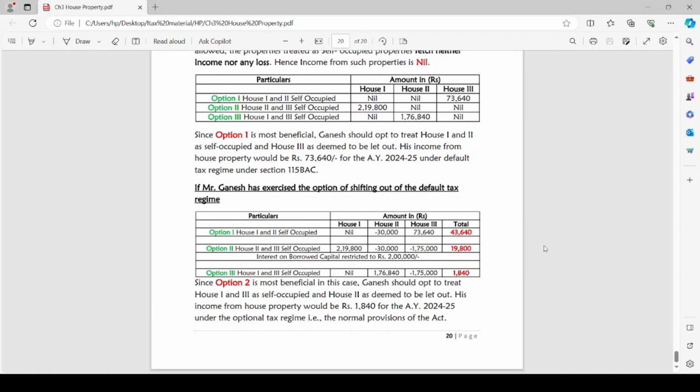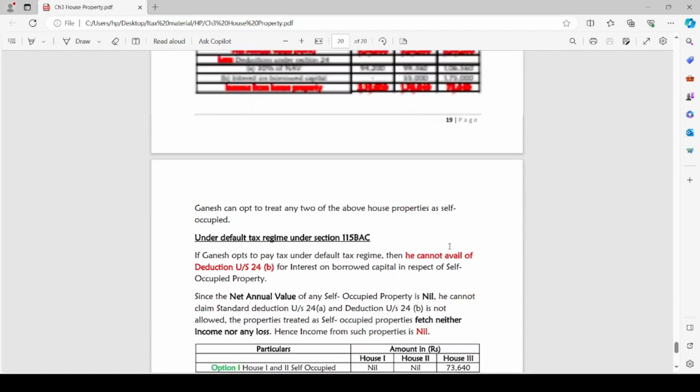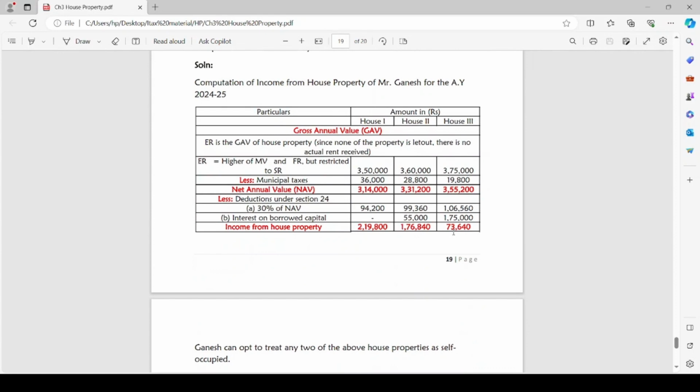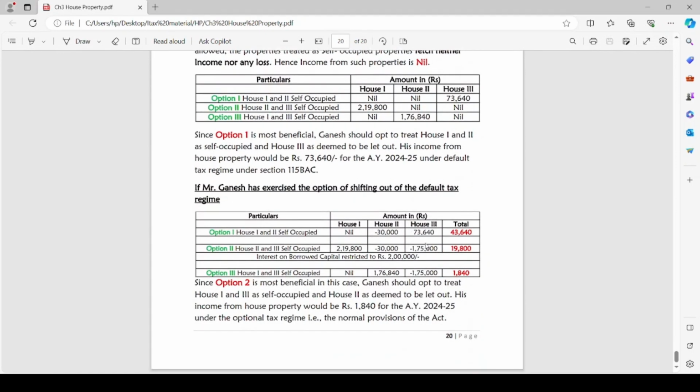Now, house property 3 is treated as deemed to be let out property. Then the computation will be the same and the income from house property will be 73,640. The income from house property 3 is 73,640 and the loss from house property 2 is rupees 30,000. If we set off these amounts, the total income from the head house property under option 1 will be rupees 43,640.